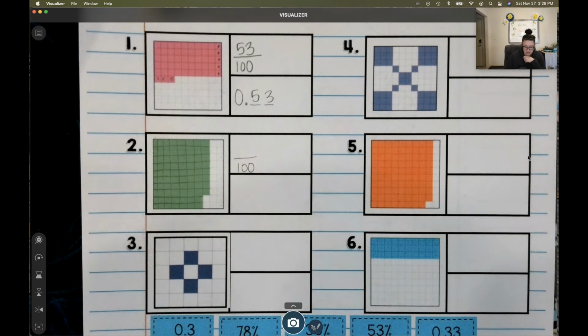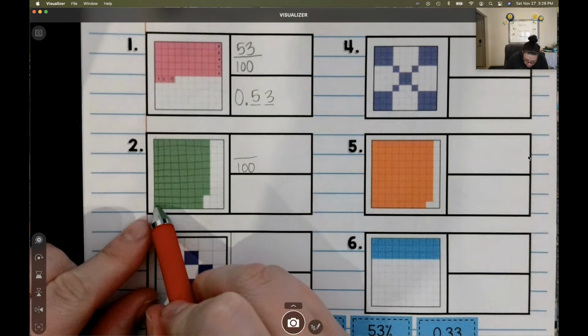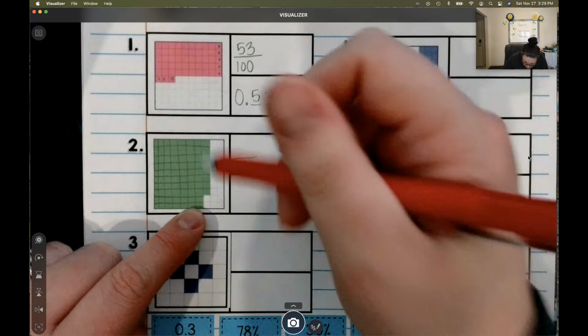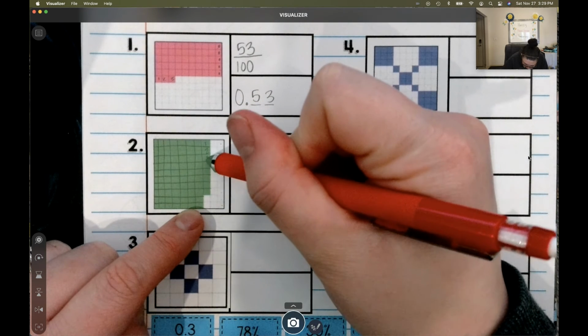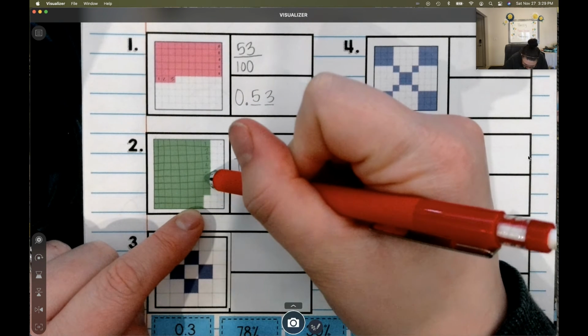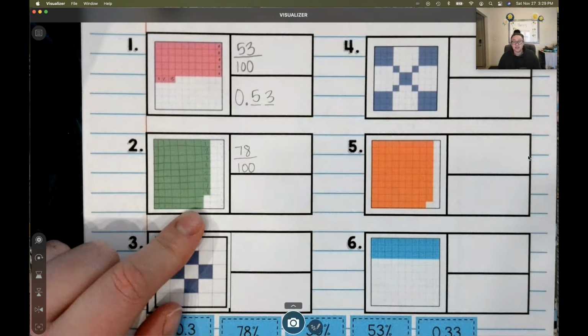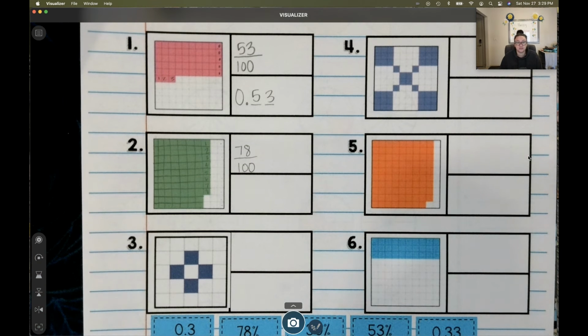You try counting how many boxes are green. Pause the video, try on your own. 10, 20, 30, 40, 50, 60, 70, 71, 72, 73, 74, 75, 76, 77, 78. So we get 78 out of 100.